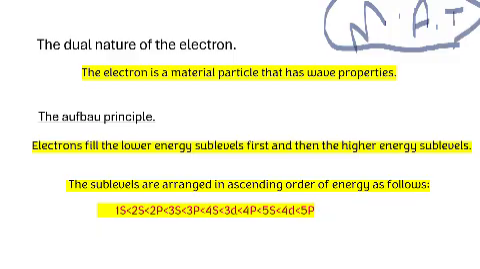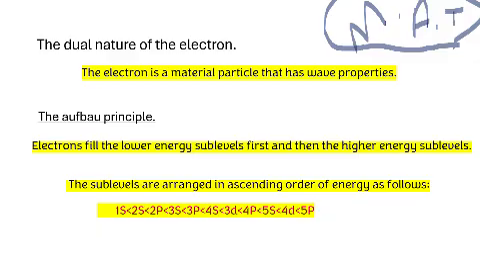corrections or some modifications made by Heisenberg, Schrödinger, and also de Broglie to correct some of the drawbacks or shortcomings in Bohr's atomic model. From these modifications, the dual nature of the electron.